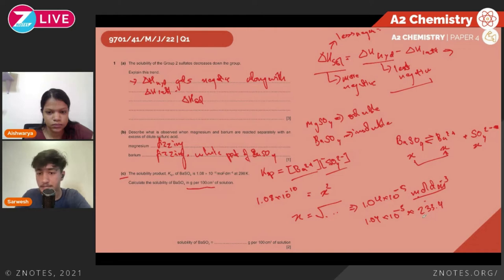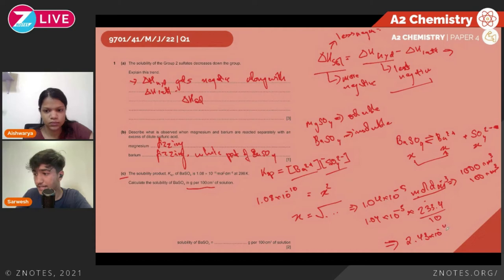centimeter cube by dividing it by 10. Because over here we've got 1,000 centimeter cube, which is 1 dm cube. We'll be converting 1,000 centimeter cube to 100 centimeter cube. So just divide it by 10. So that would give you 2.43 times 10 to the power negative 4. And that would be your answer.